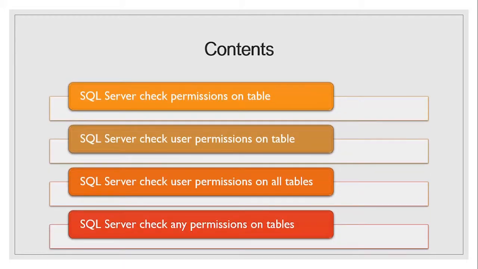So in this video, first we will understand how we can check permissions associated with a table. Next we will understand what permissions a user has been granted on a specific table. Then we will also understand how we can check if a user has been granted permissions related to all the tables in a given database, and in the end we will understand how we can check any user permission on a table. So let's start with our first topic.